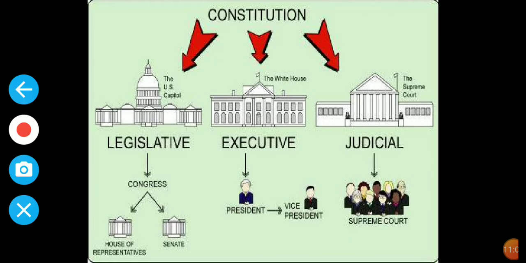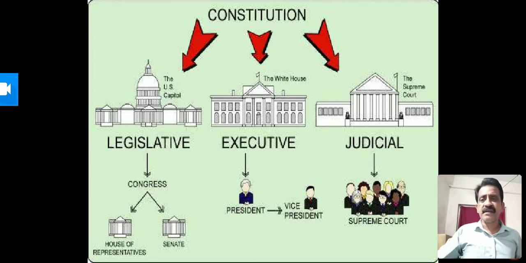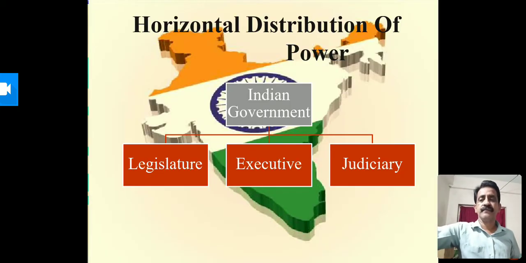So you can see clearly in the picture how the legislative, executive and judiciary work in different countries. We have seen the USA, the White House, the Supreme Court. In the USA, the legislative is divided into Congress, that is House of Representatives and Senate. In the White House, the executive is the president and the vice president. In India, we have the Supreme Court, which is the prime judicial head. Horizontal distribution of power. In India, it is legislature, executive and judiciary.